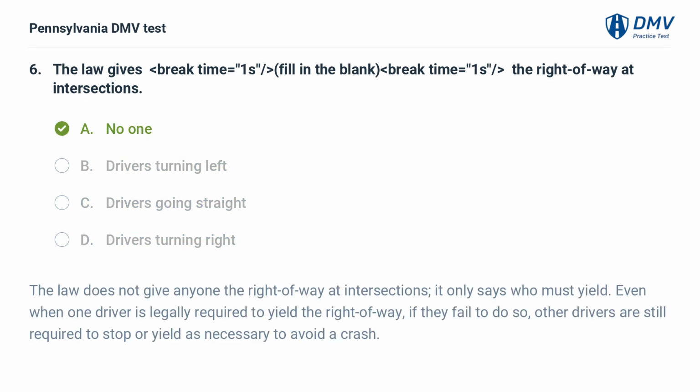A. No one. The law does not give anyone the right-of-way at intersections, it only says who must yield. Even when one driver is legally required to yield the right-of-way, if they fail to do so, other drivers are still required to stop or yield as necessary to avoid a crash.